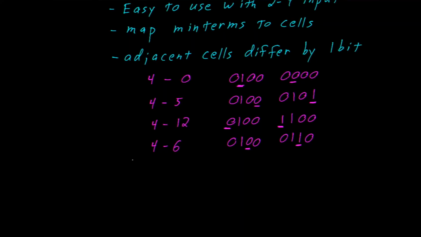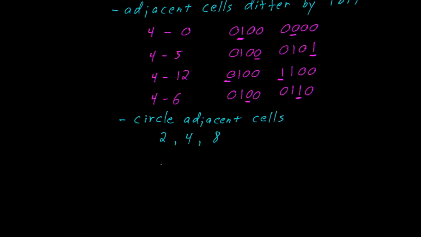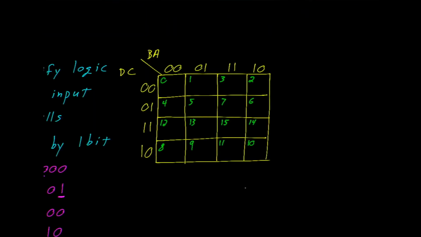The last thing to remember about K-maps is that we circle adjacent cells. Where the rules are, we can circle 2, 4, or 8 cells. And don't forget the corners. As an example, let's go back to this K-map and let's see if we can find F is equal to C' A' or C A or D' C B.